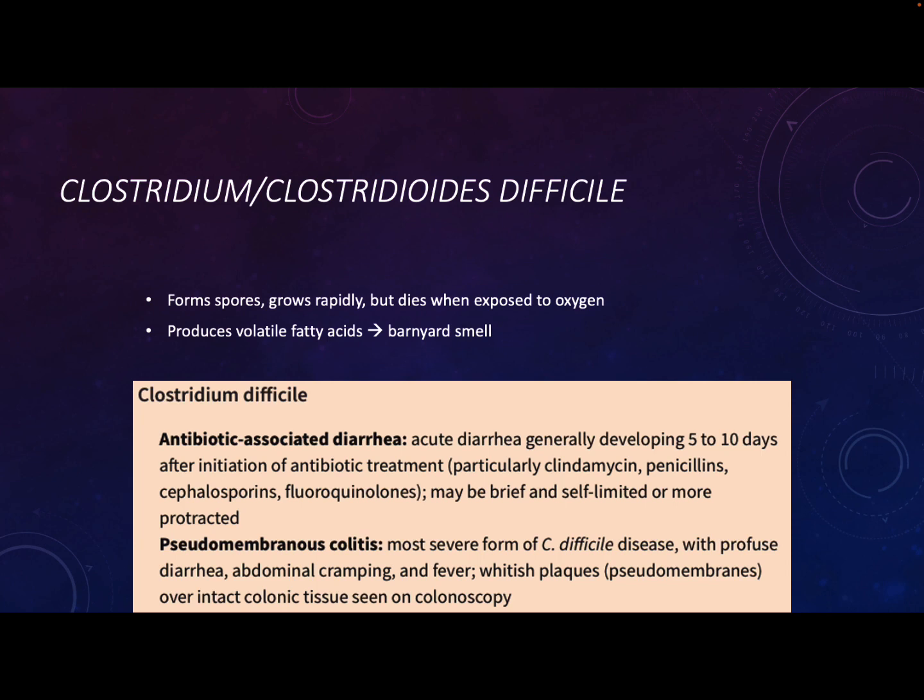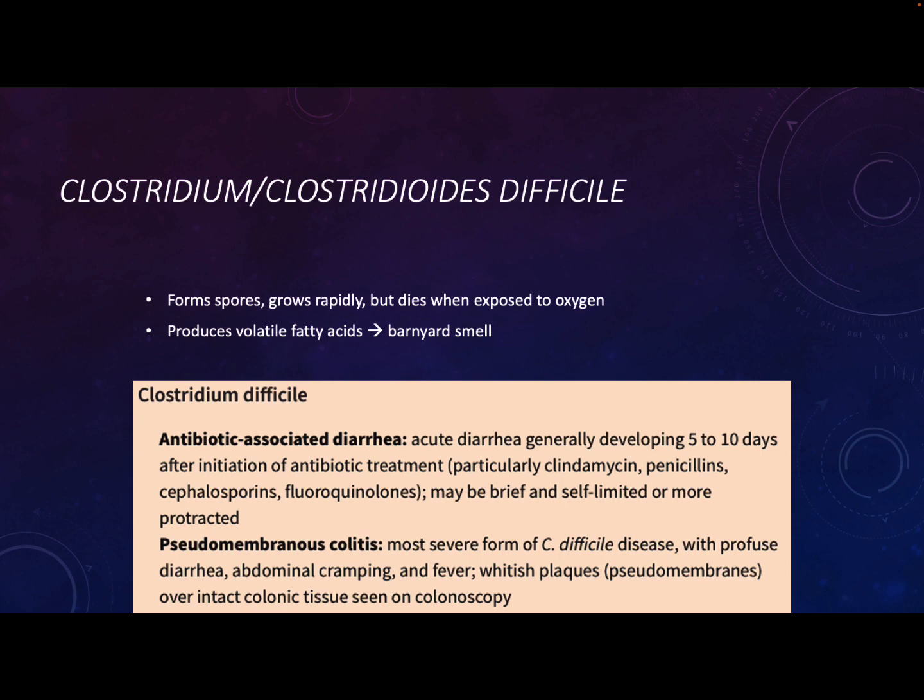So Clostridium difficile has gone through some taxonomic reorganization. I don't know what they're doing half the time. They change the names all the time. So you'll find some papers that will call it Clostridium difficile. You'll find other papers that will call it Clostridioides difficile. I don't care. Just call it C. difficile. It makes it a lot easier for you. Both names mean the same organism.